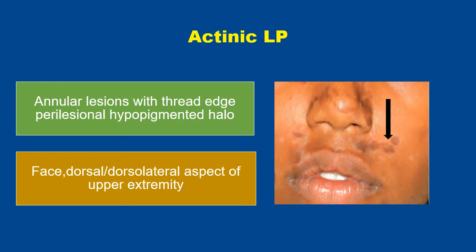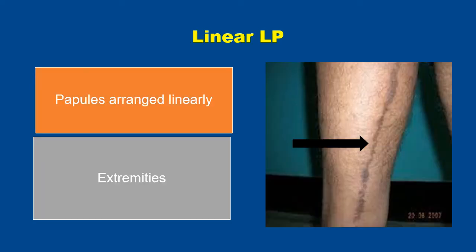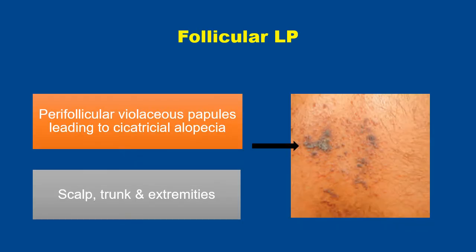Actinic Lichen planus. Patients present with annular lesions with a thread edge and a perilesional hypopigmented halo. The lesions are predisposed to occur on the face and the dorsolateral aspects of the upper extremities. Coming to the linear Lichen planus. In this, the lesions, mostly papules, are arranged in a linear fashion. The extremities are the sites of predilection.